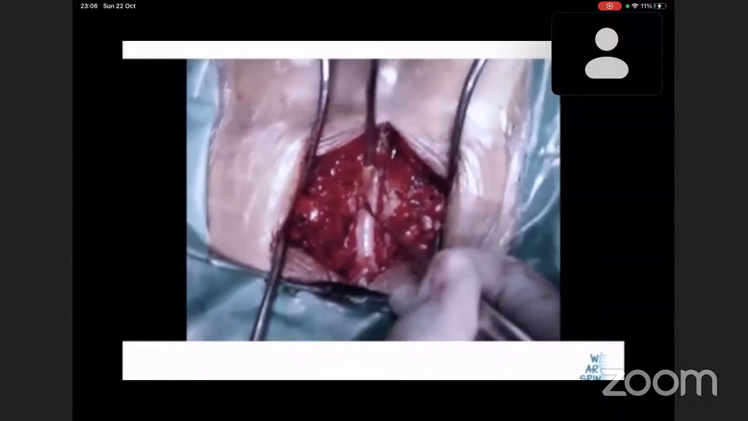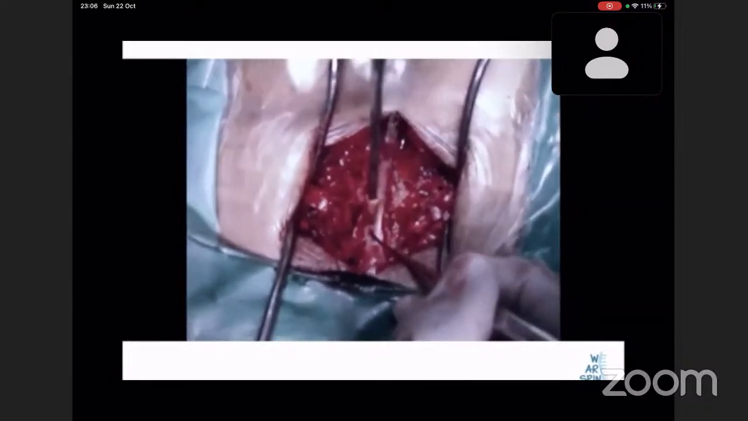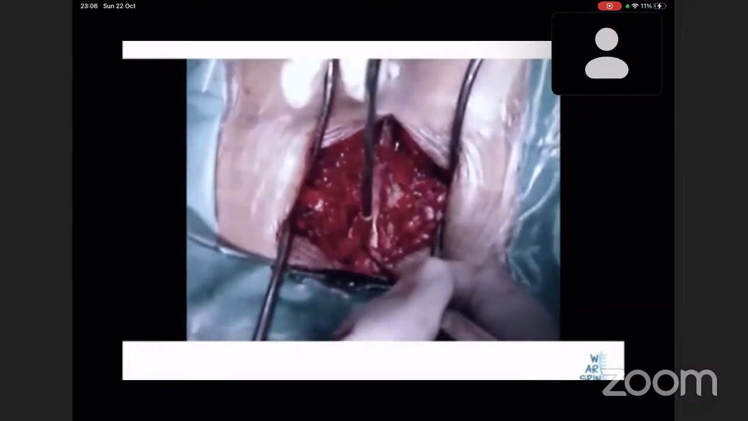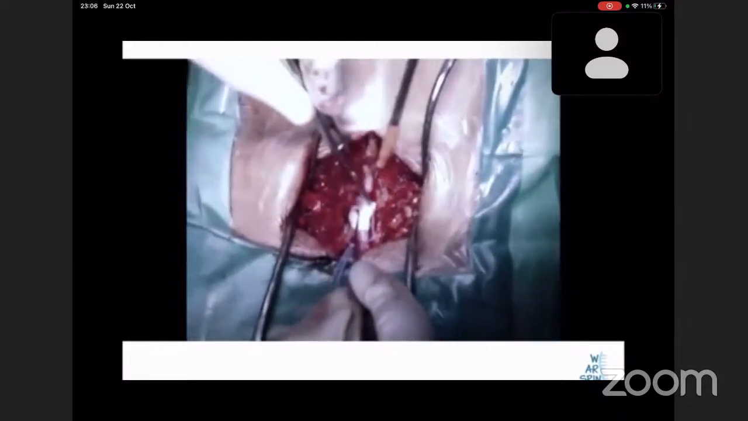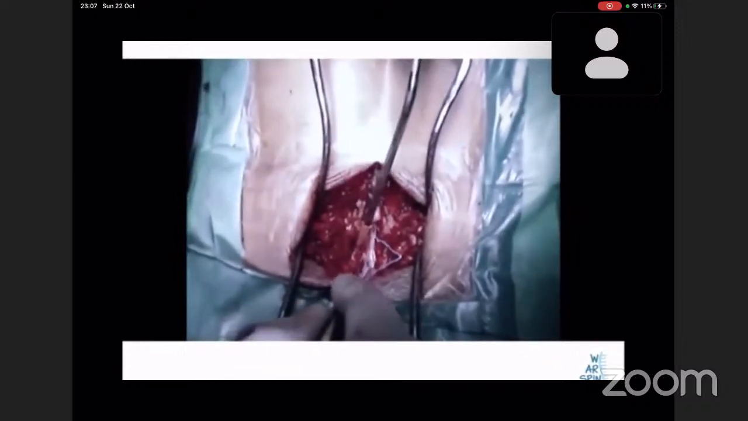And then with the help of a penfield retractor, we are separating off the dura and making sure there are no adhesions. Patties are put underneath the facet joints so that there is no injury to the nerve roots when we are doing the facetectomy.